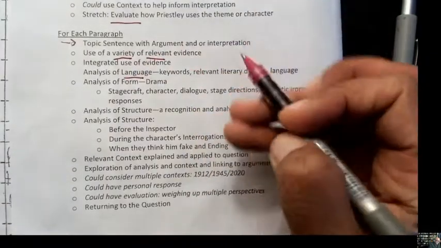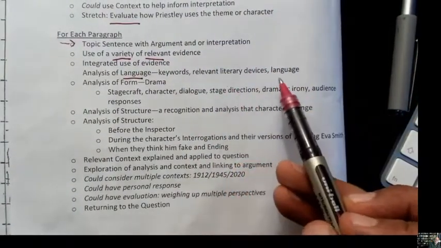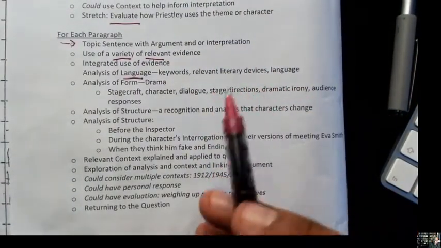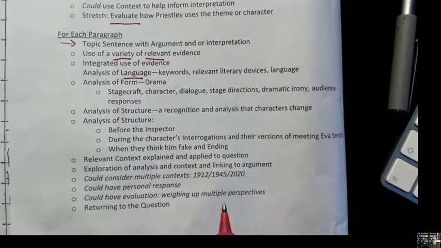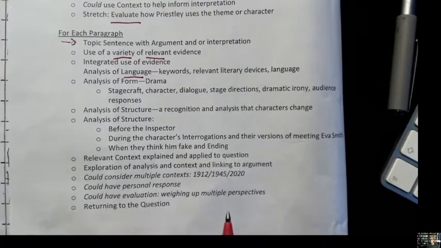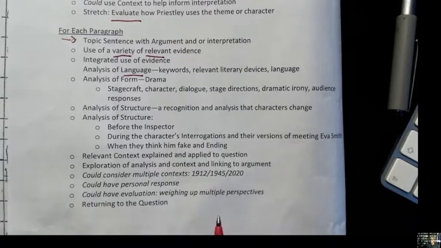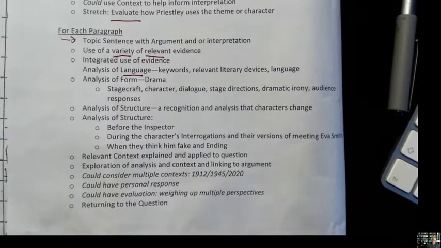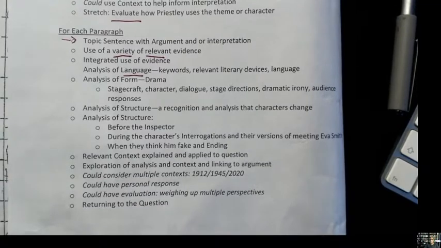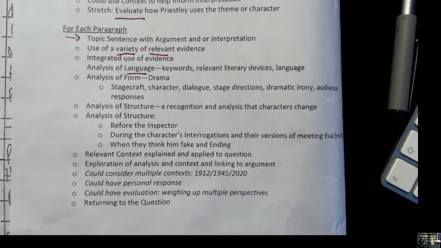Well, language means keywords, relevant devices, the actual language of the play. Form: this is a dramatic play, so we're thinking about stagecraft, character, dialogue, stage directions. The dramatic irony is the main device. How's the audience feeling and thinking when they're watching this play? Structure is the aspect of change, whether it's in a scene itself or over the course of the play itself.